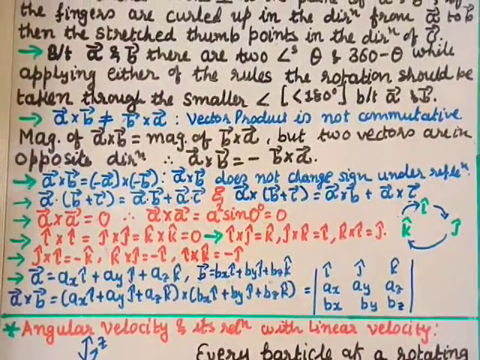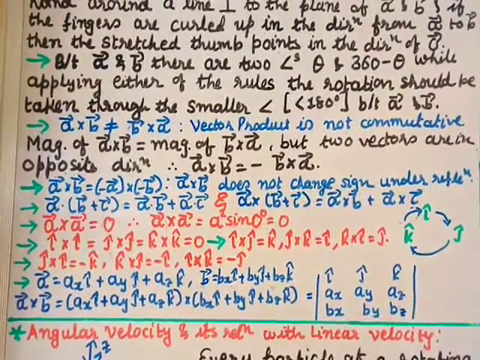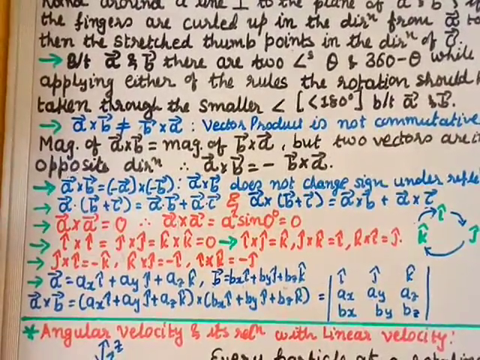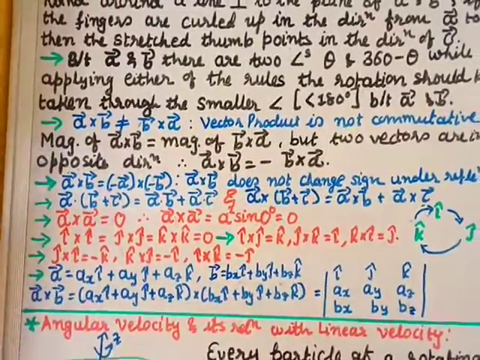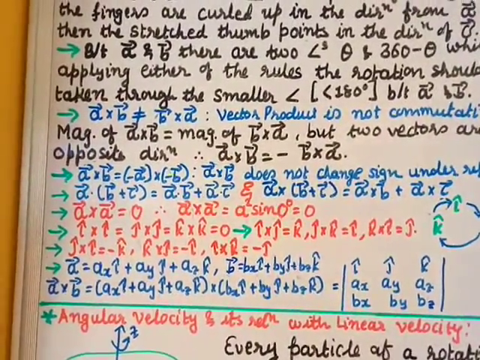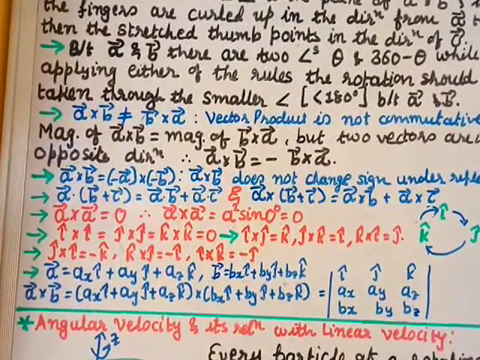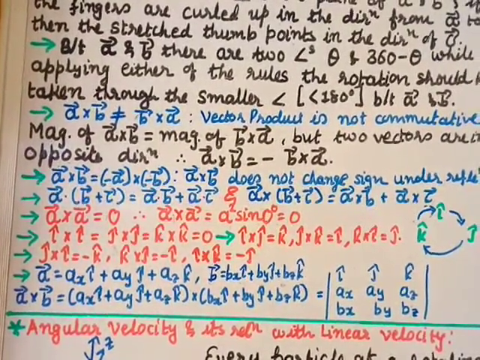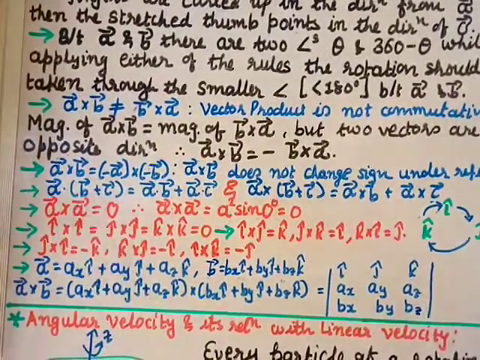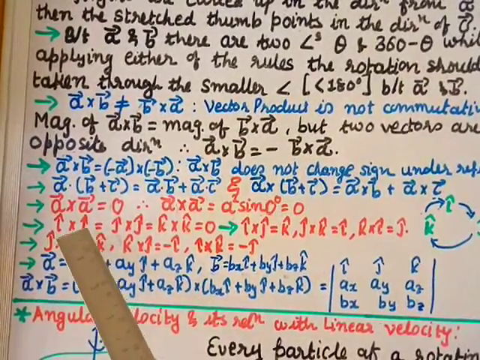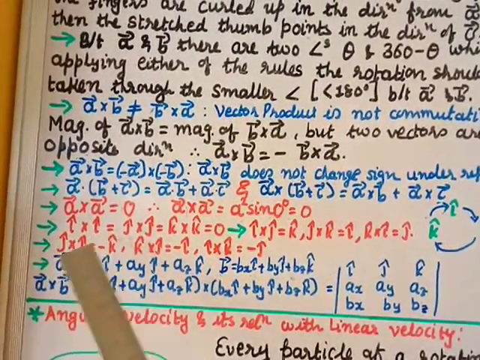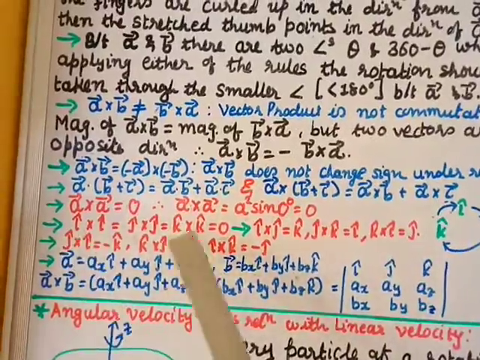The cross product of any vector with itself is 0, or if two vectors are parallel, then the cross product is 0. Using this we can now write for the unit vectors. We know the unit vectors in the x, y, z directions are i cap, j cap, k cap. So if A cross A is 0, we can say i cross i is 0, j cross j is 0, k cross k is 0. Why? Because they are parallel, the same vectors, so the product will be 0.